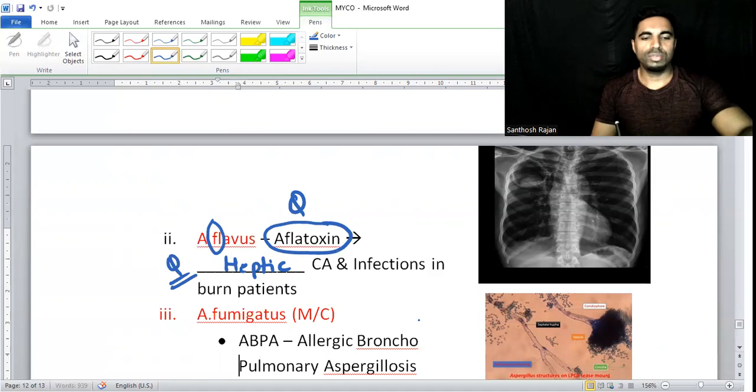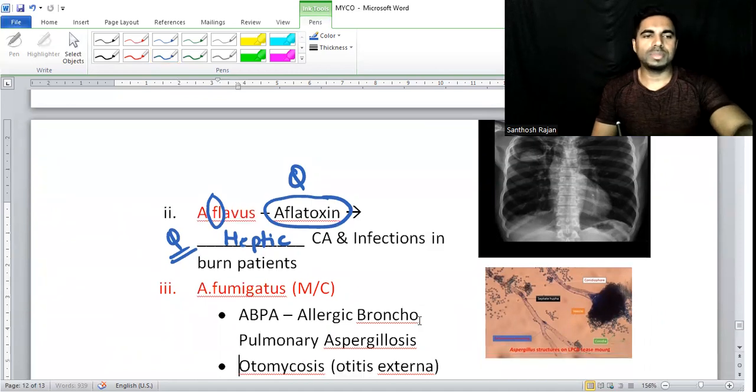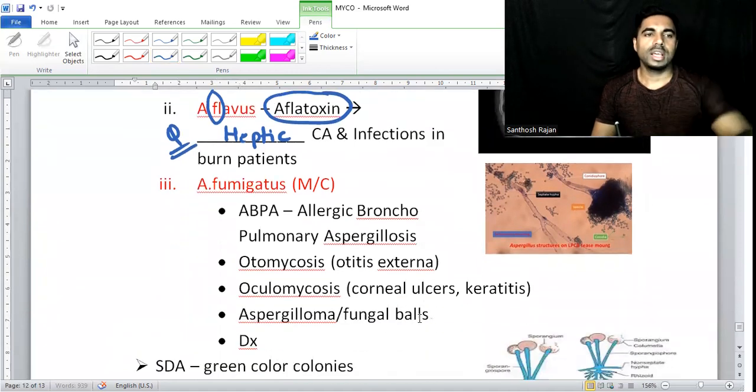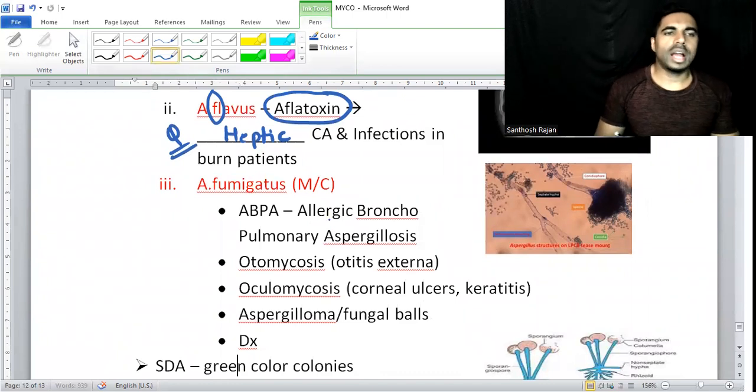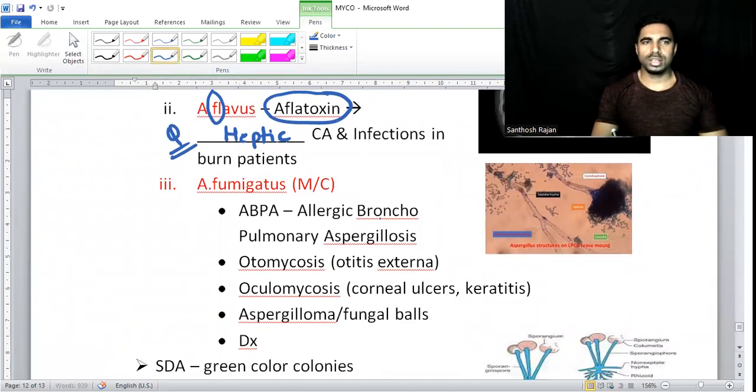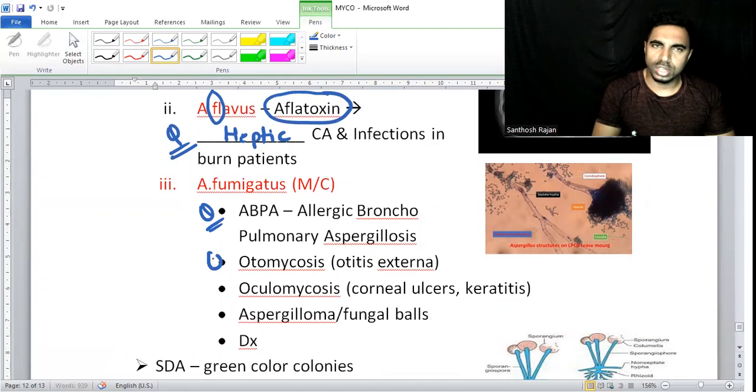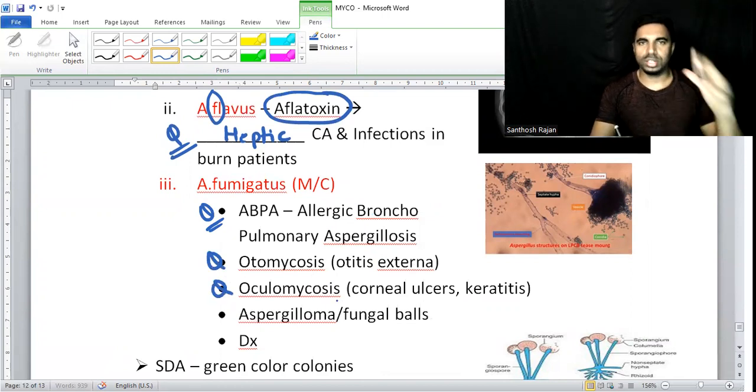Now, fumigatus. Aspergillus fumigatus causes many diseases. One of them is allergic bronchopulmonary aspergillosis, which is very common in bronchial asthma patients. Also, during the COVID time, a lot of infections came because of Aspergillus species. It also causes otomycosis, ear infection, and eye infection, which was really bad.